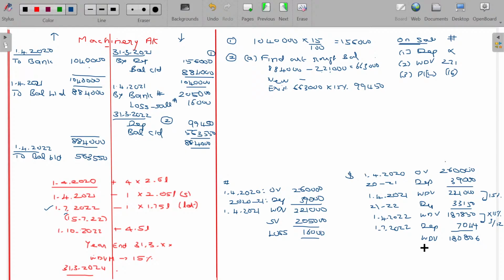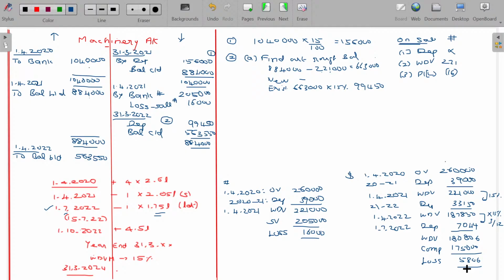But compensation received, not sale consideration, compensation received. The compensation we received in this case being 1,75,000. As per our book, it shows 1,80,806 being the value, but we realized only 1,75,000. Definitely there is a loss on destruction. This value being 5,806. Any doubts here?